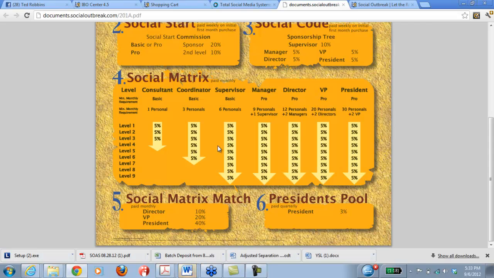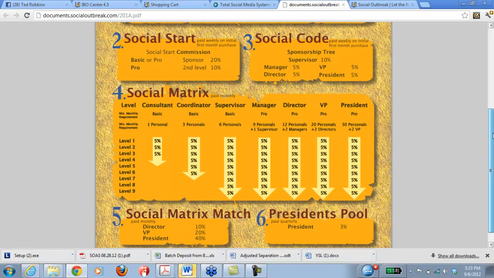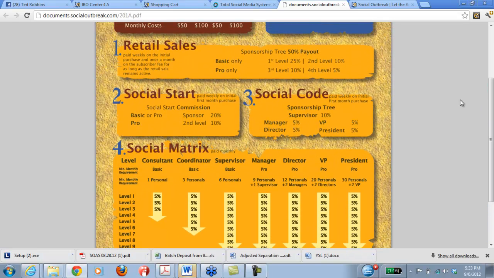So you just have to remember from your side that all the first month's money is paid out on these first two, social start and social code, and then the social matrix and the social match are paid off of their recurring fees, and then the President's Pool is paid out every individual quarter. And that's for the direct marketing piece. And then basically on the retail side, that's paid out.